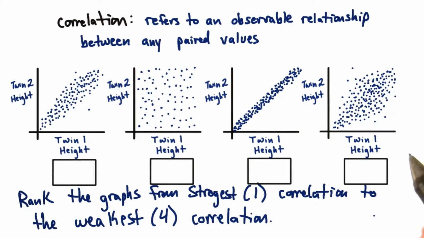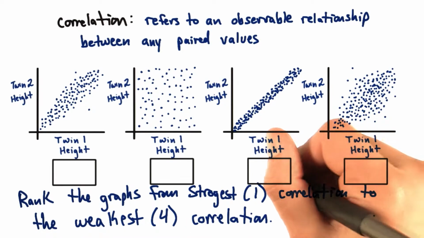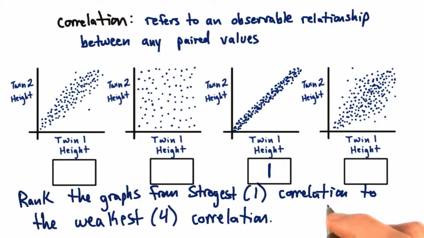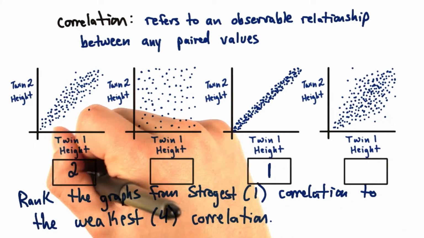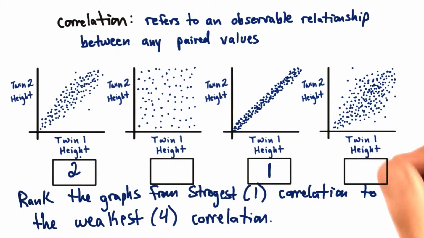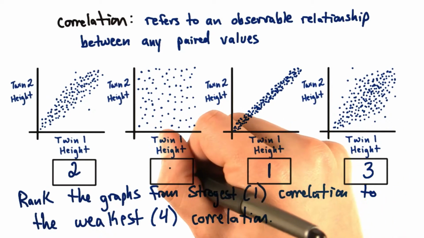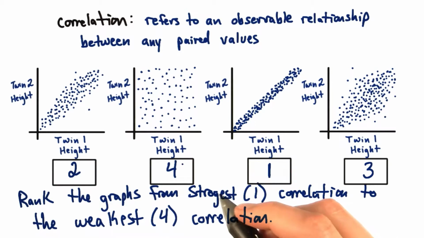Okay, the ranking order for correlation of these graphs would be graph number 3 is the strongest correlation, graph number 1 is the next strongest correlation, graph number 4 has the next strongest correlation, and the second graph has the weakest correlation. Now think about this with me for just a second. Think about why this is.